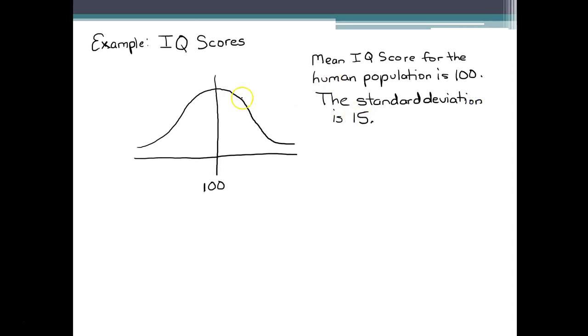Okay, so if we start dividing this up, if you go 1 standard deviation to the right, you have an IQ score of 115. Because the standard deviation is 15, so 100 plus 15. If you go 1 standard deviation to the left, the IQ score is 85, because that's 100 minus 15. That's the mean minus 1 standard deviation, and the mean plus 1 standard deviation.